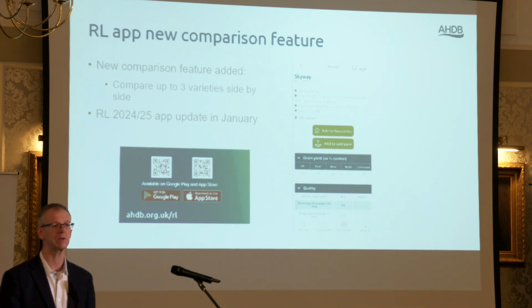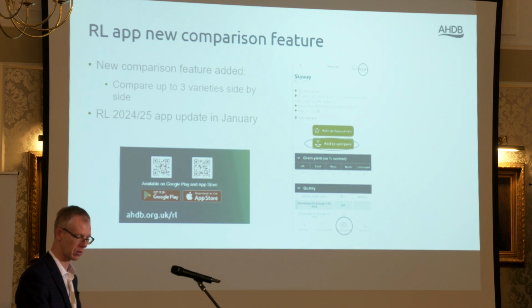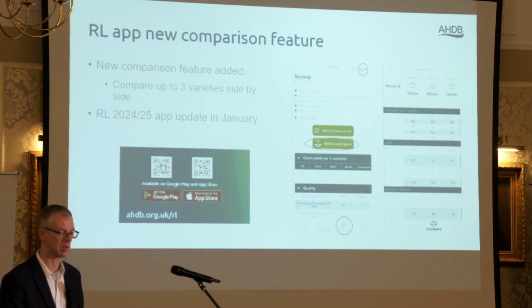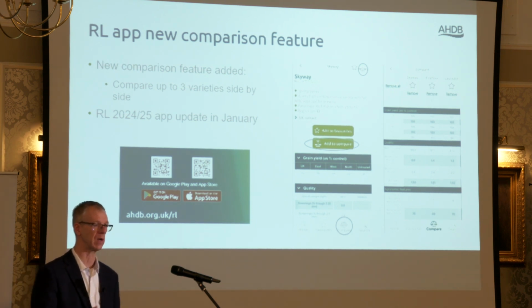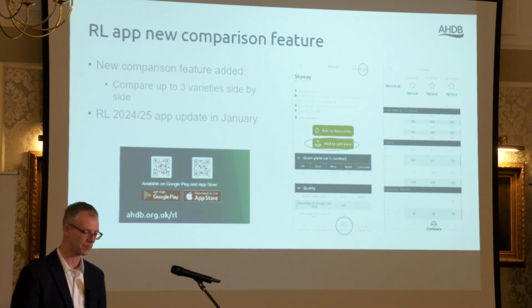But what you said is you wanted to be able to compare varieties side by side. So we've added what we're calling a compare feature. You can now select a variety, add it into a compare feature, and then you can see up to three varieties side by side and compare them directly. No more than three, because it's meant to be used on a phone. If you get more than three, the text becomes so small it's not really readable. So we've added that feature on.